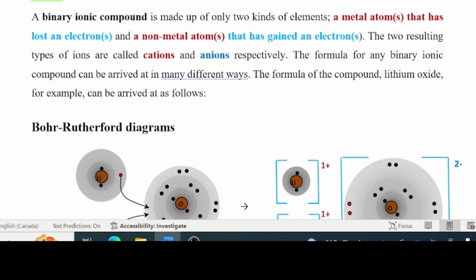A binary ionic compound is made up of only two elements, a metal and a nonmetal. The metal, of course, is the one that loses electrons to the nonmetal. In so doing, the metal becomes a positively charged ion, and the nonmetal becomes negatively charged, and they are bonded together by an ionic bond.